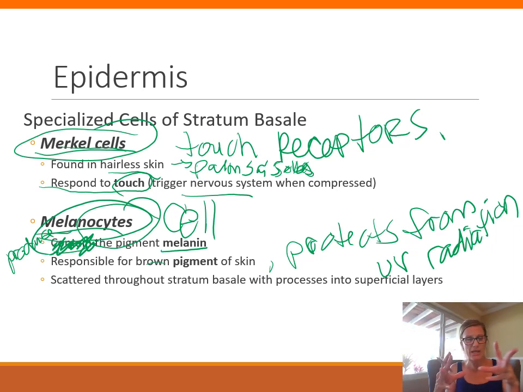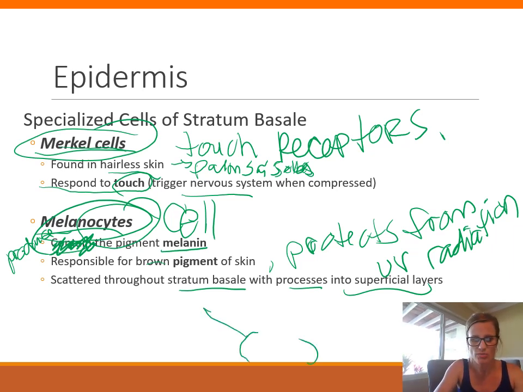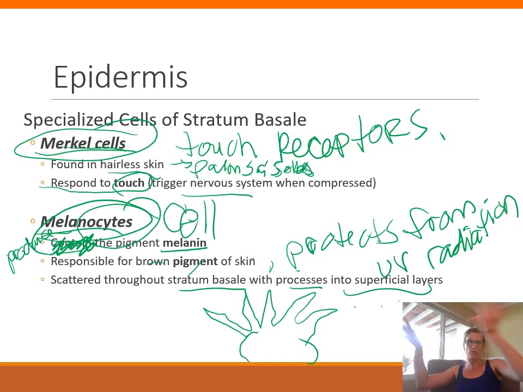Melanocytes, the cell body, the major part of the cell, is located down in the stratum basale, but it has processes or like little arms that reach up and out into the more superficial layers of the epidermis. So the cell looks kind of like an octopus. Like it has this body like this, but then it has arms that reach up and out so that it can make melanin, and then it'll release it kind of up and all out so that the melanin gets scattered throughout the epidermis.